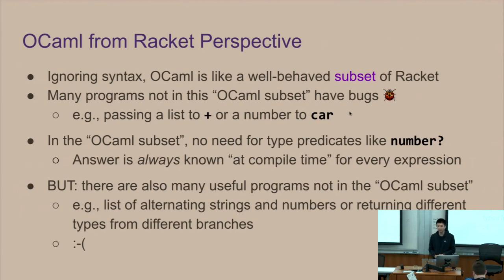In this subset, there's no need to use type predicates like number?. Because if OCaml code can run, it guarantees that all the errors related to types are already handled. So at compile time, OCaml already knows whether this code is runnable or not for every expression. But there are also many useful programs that are not in the OCaml subset that could also make sense. For example, a list of alternating strings and numbers or returning different types from different branches. OCaml just doesn't allow that. So yeah, a little sad.